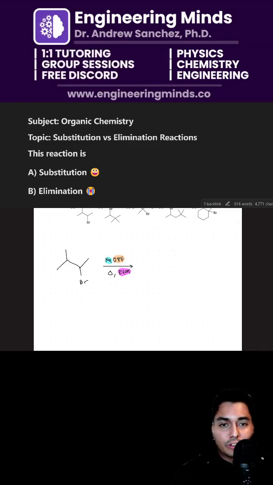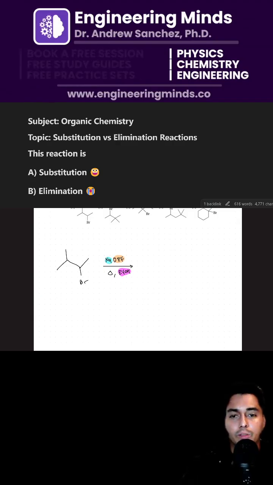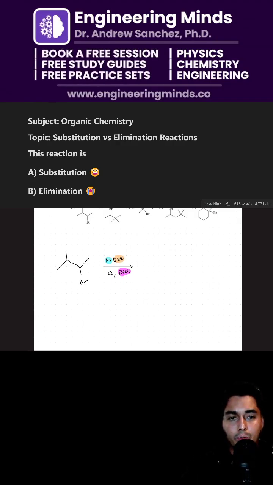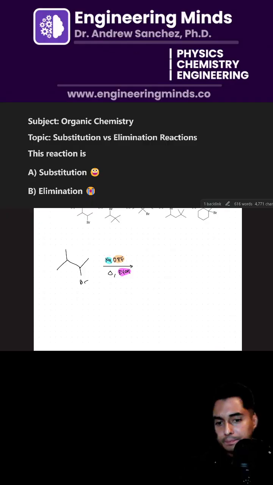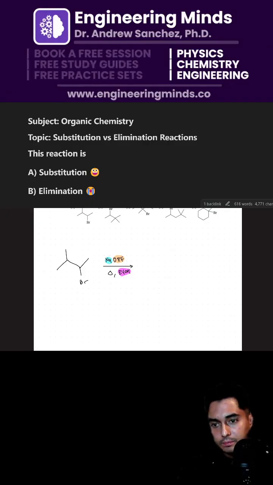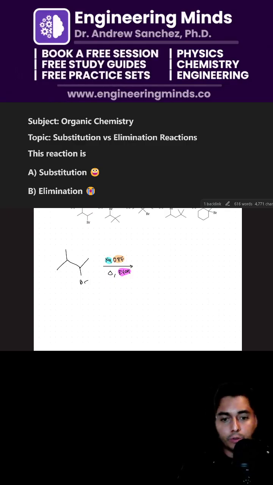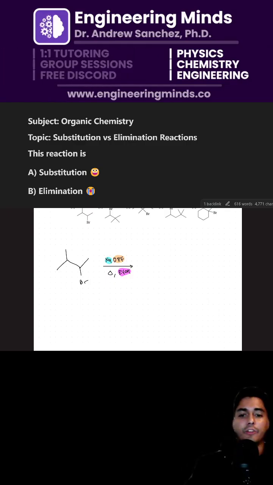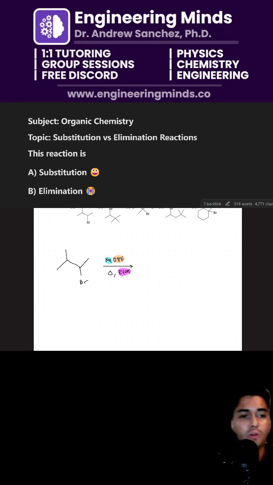Okay, so chat, what are we feeling here? Is this going to be SN1, SN2, E1, E2? So let's go ahead and pull up that poll one more time. If you think it's substitution, vote for happy face. And if you think it's elimination, vote for crying emoji. 60 seconds starting now.